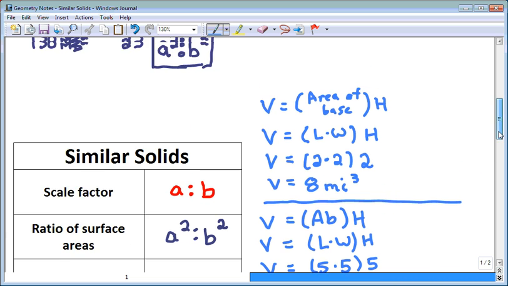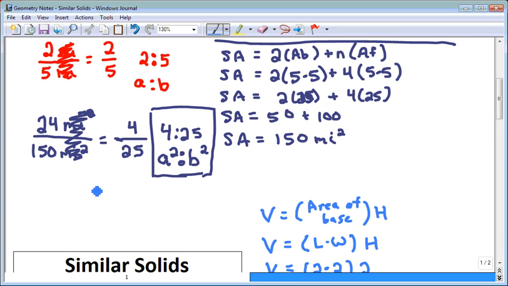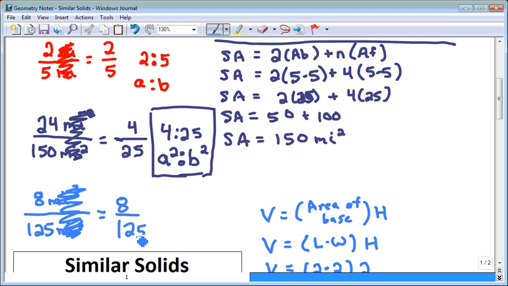Now let's go up here and work with my ratio. So we have 8 miles cubed over 125 miles cubed. Miles cubed cancels out. This fraction cannot be reduced, so it's just 8 over 125. 8 to 125.